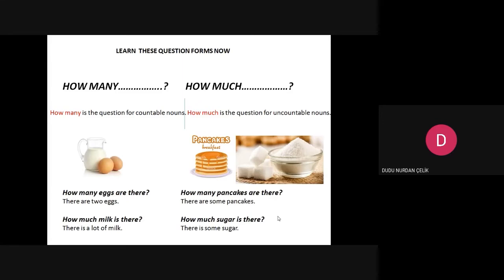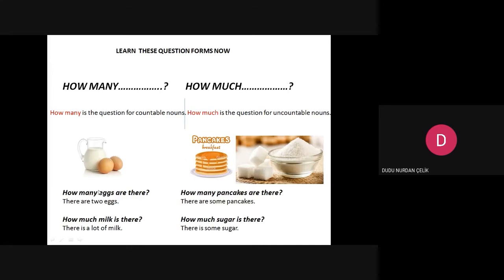Okay, we learned the quantifiers well, I think. But now, if you want to ask the quantity, how can we ask? We can ask by using how many or how much questions. Let's have a look at them. How many is the question for countable nouns? And how much is the question for uncountable nouns?